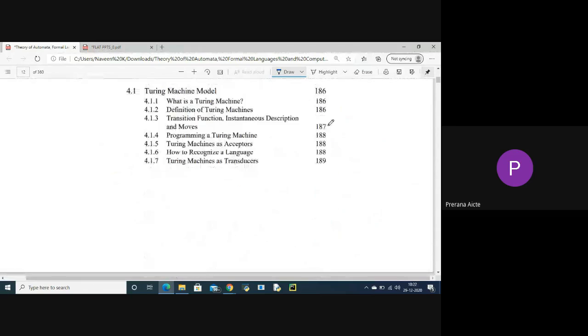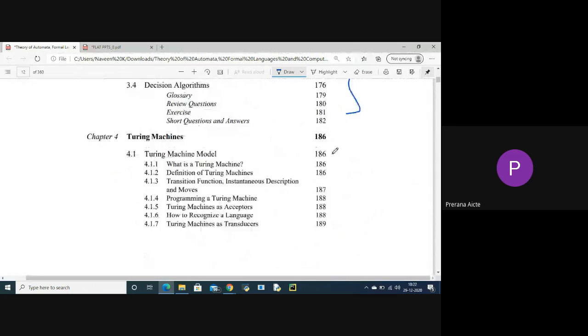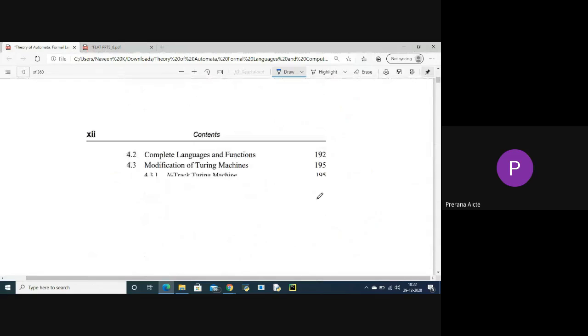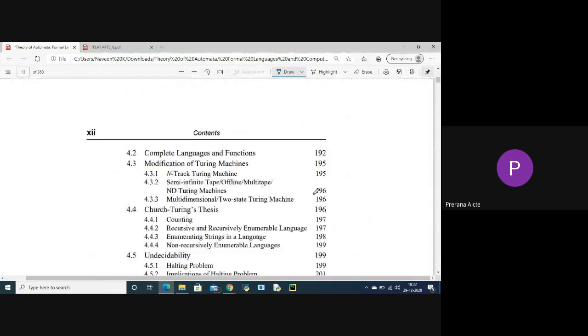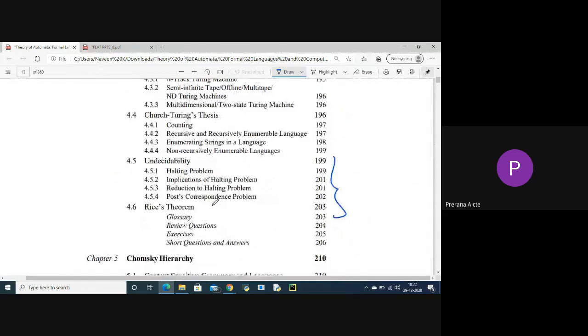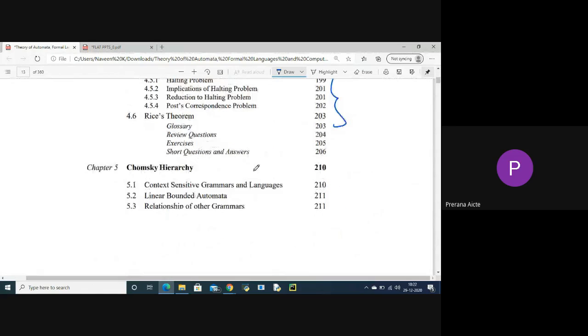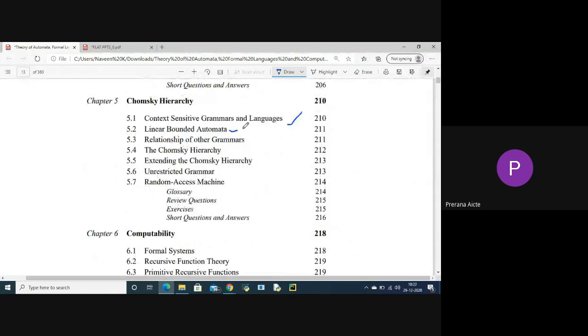Coming to Turing machines, they will ask the types of Turing machines, and the closure properties of Turing machines. Very important are undecidability, halting problems, the PCP problem and the MPCP problem, the modified post correspondence problem. These are related to the Chomsky hierarchy. They may ask about linear bounded automata and their limitations, and why there is a need for Turing machines when we have linear bounded automata. And then the extended Chomsky hierarchy.